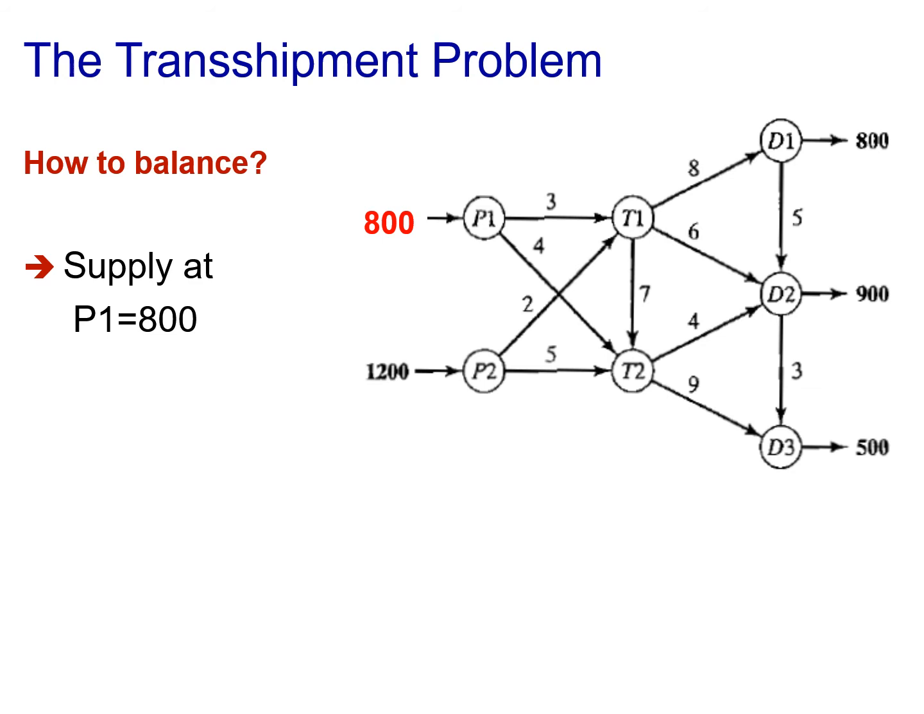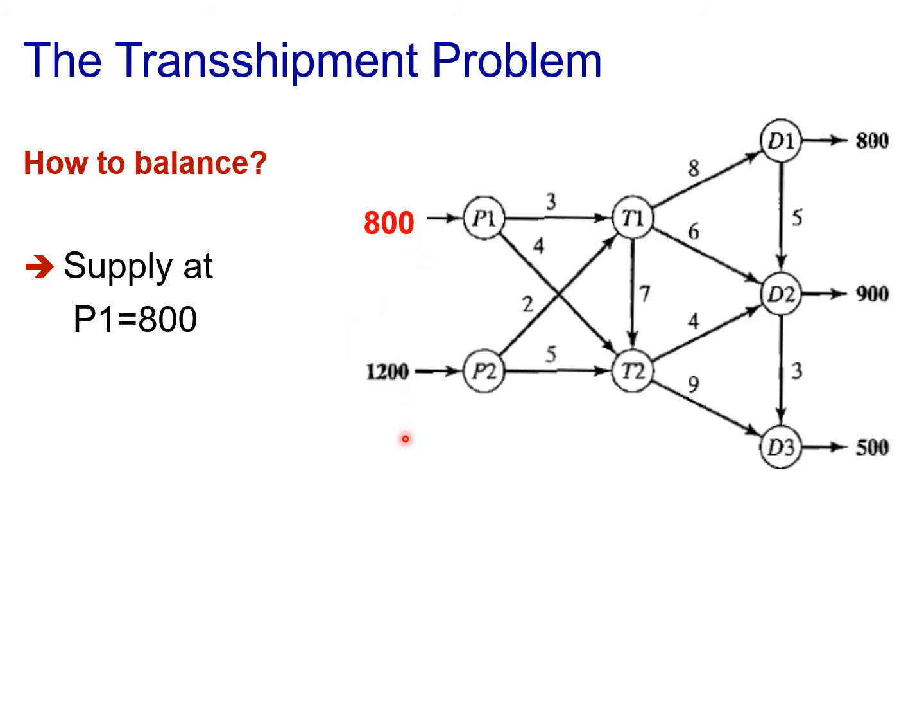Actually, we didn't check it, but we need to check if it is balanced or not. So in the original problem, this was 1000. So the total supply, the inward arrows, is 2200, and total demand, if you look, again the sum of them is 2200. So the original problem was balanced. But what happens if it is not balanced? Assume that instead of having 1000 supply at P1, now we have 800 supply at P1.